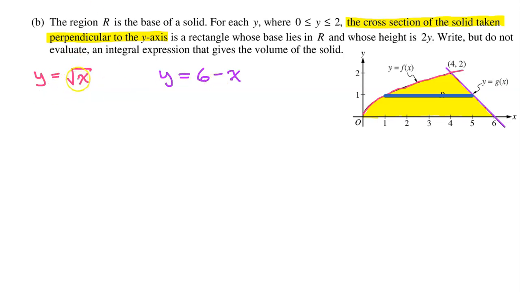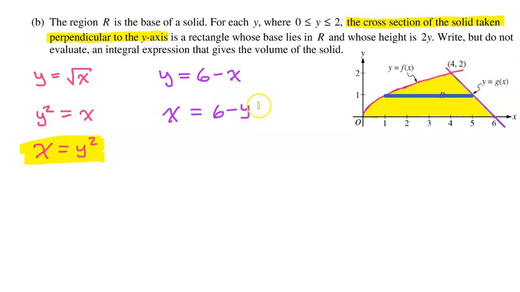Starting with the red function, if I square both sides of the function, I get y squared is equal to x. In other words, x is equal to y squared. So this is the version of the red function that we will use for this problem. For the purple function, if we add x to both sides and subtract y from both sides, we get x is equal to 6 minus y. So this is the version of the purple function we will use for this problem.